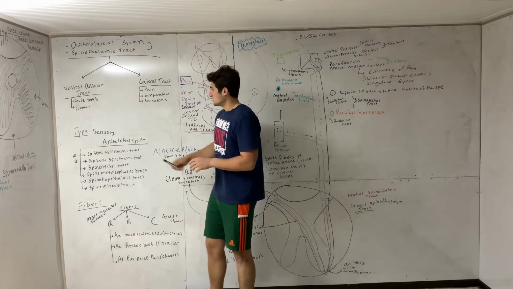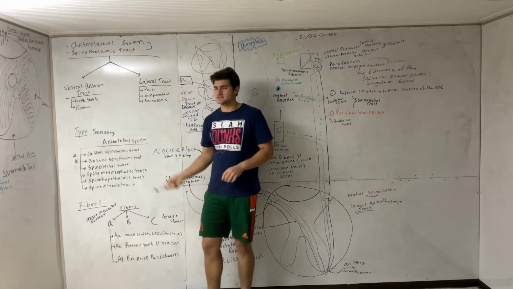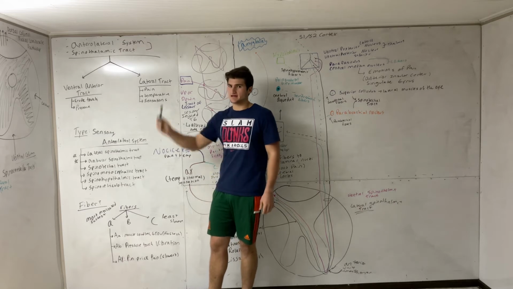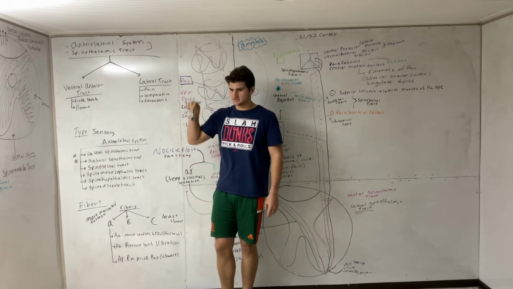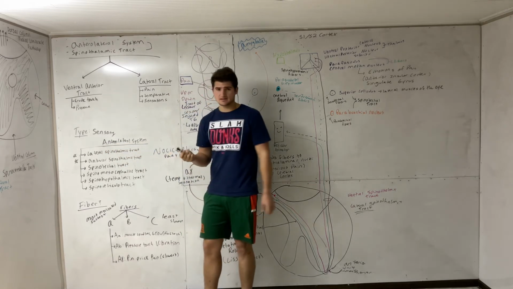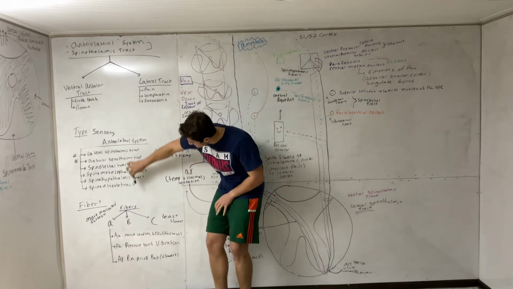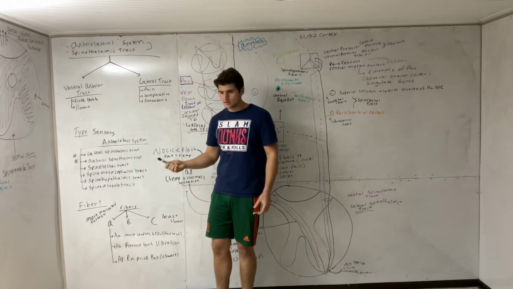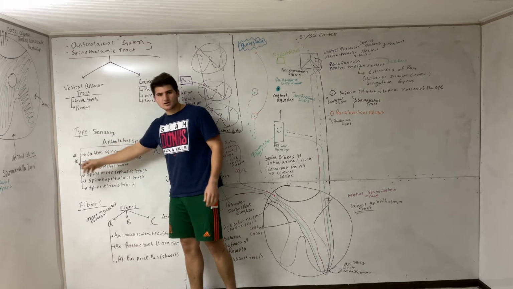Okay, so now I have the type. Well, we're talking about sensory. Why? Because we're only talking about ascending tracts right now. We're not talking about the descending tracts. And then like I said, it's the anterolateral system. See all these different tracts I have written? We're going to go over them, but the 2 with the stars are the main ones.